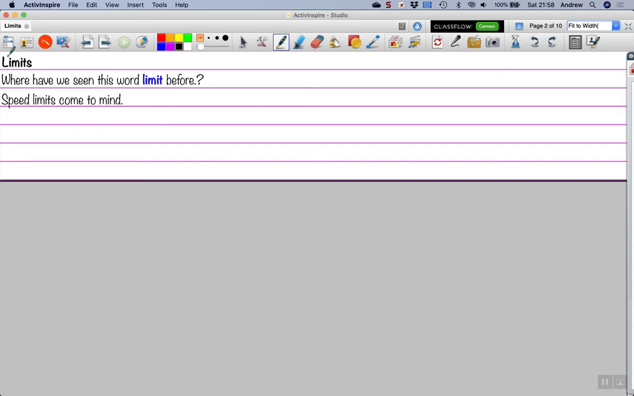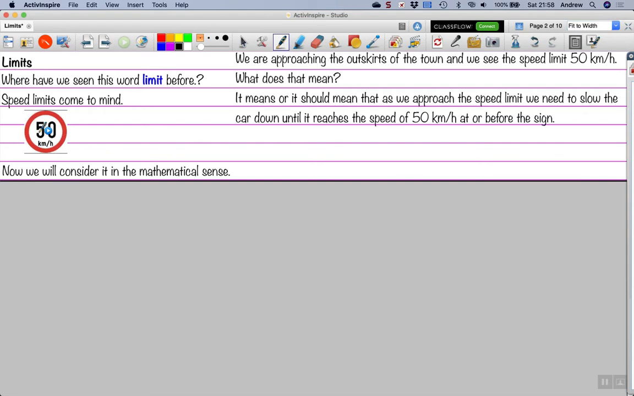Now let's look at limits. Where have we seen the word limit before? Speed limits comes to mind. And what does speed limit mean? It means we're approaching the outskirts of the town and we see the speed limit of 50 kilometers per hour.